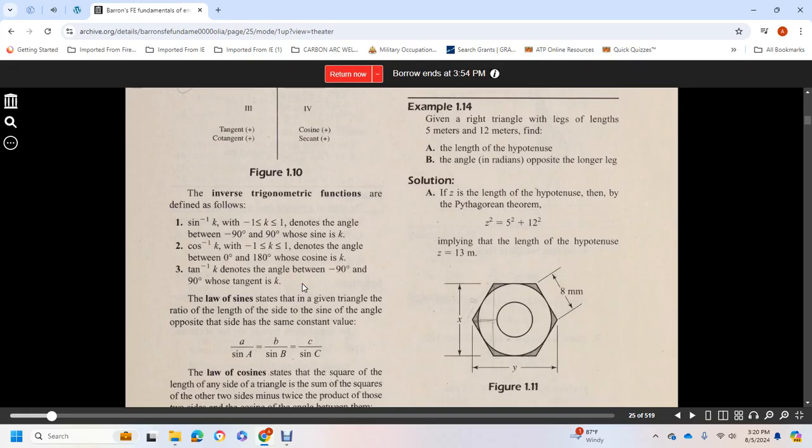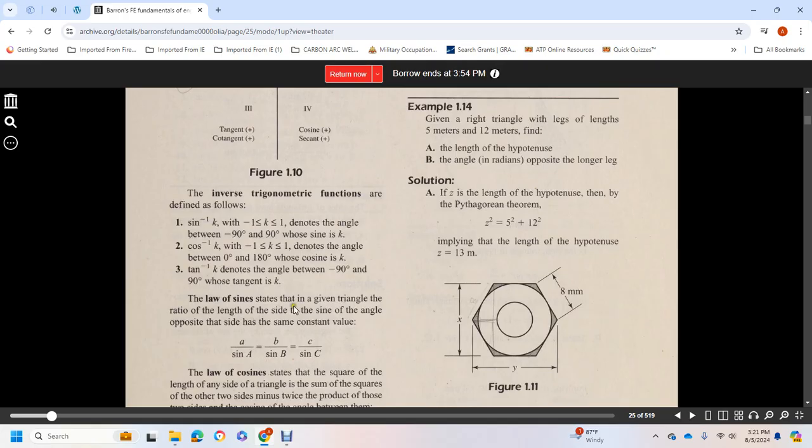Sine to the negative 1 of k, where negative 1 is less than or equal to k less than or equal to 1, denotes the angle between negative 90 and 90 degrees whose sine is k. Cosine to the negative 1 of k, where negative 1 is less than or equal to k less than or equal to 1, denotes the angle between 0 and 180 degrees whose cosine is k. Tangent to the negative 1 of k denotes the angle between negative 90 and 90 degrees whose tangent is k.